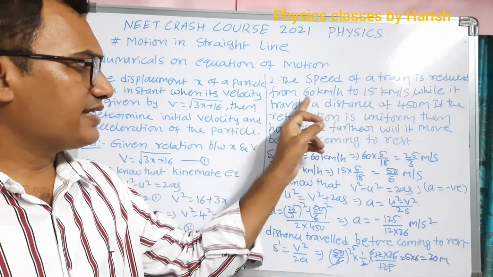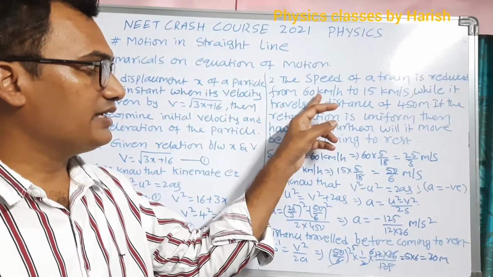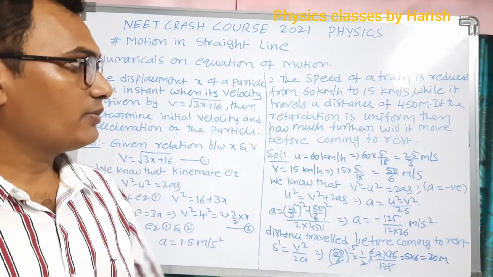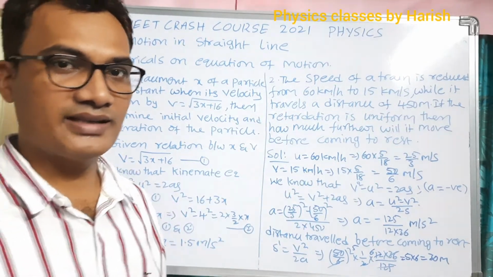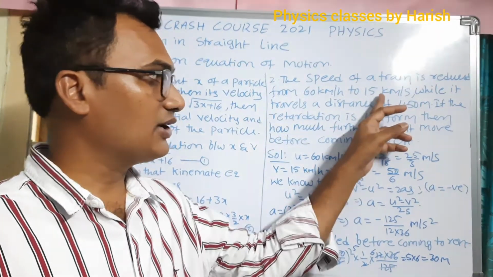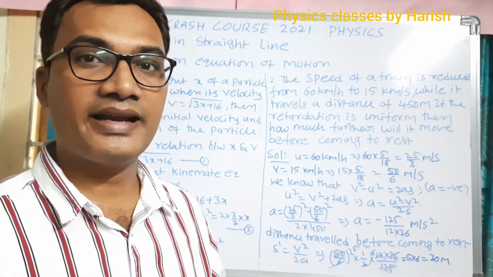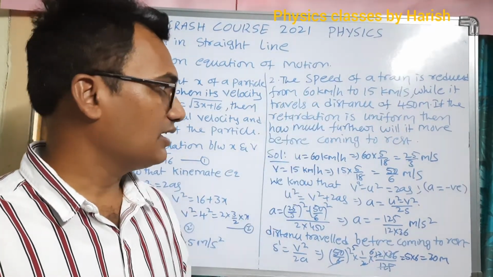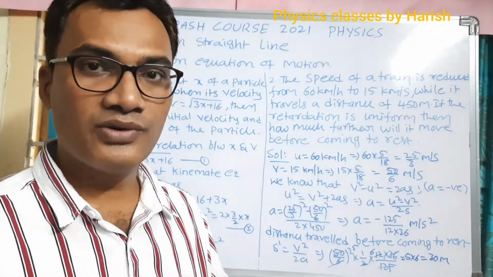The speed of a train is reduced from 60 kilometers per hour to 15 kilometers per hour while it travels a distance of 450 meters. When it travels 450 meters, its speed decreases from 60 km per hour to 15 km per hour. Its retardation is uniform, which means the rate of decrease of speed is constant. Then what we have to find is how much further will it move before coming to rest.